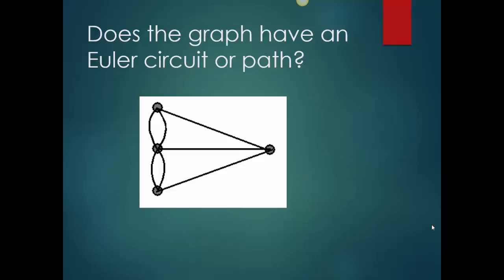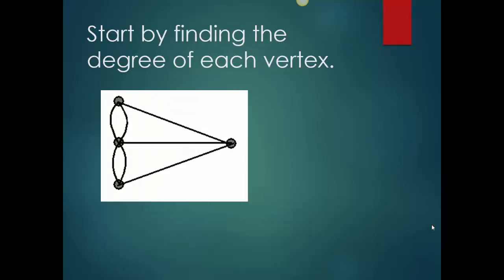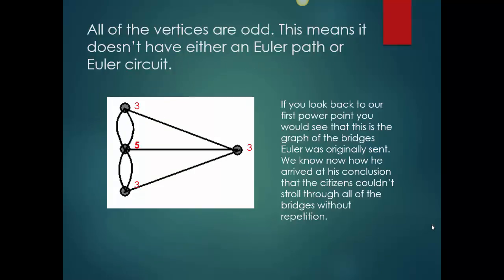So let's look at this graph. Does it have an Euler path, an Euler circuit? Does it have neither? Does it have both? Well, the first thing we should do is find out the degrees because all of the theorems talk about the degrees of the vertices. So I can see my degrees here are 3, 5, 3, and 3. Okay, so having odds says it doesn't have an Euler circuit. Having 4 odds, which is more than 2, says it doesn't have an Euler path.